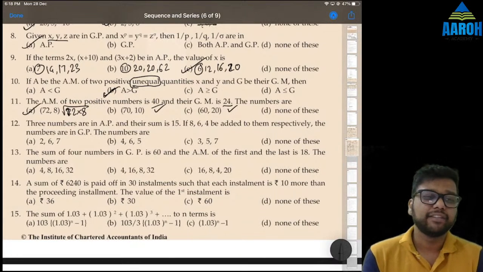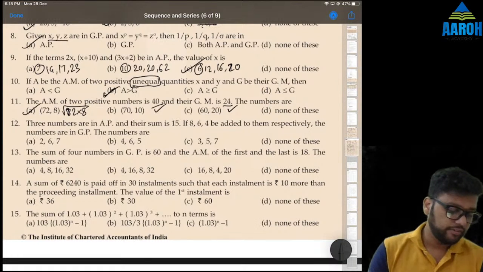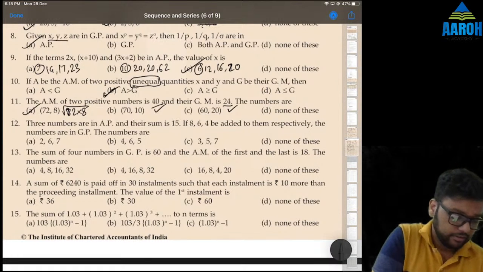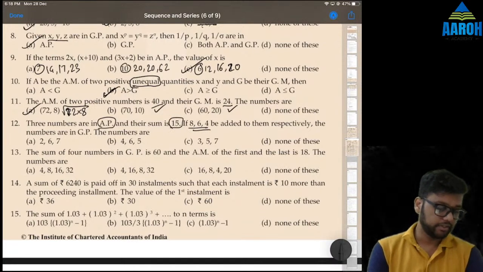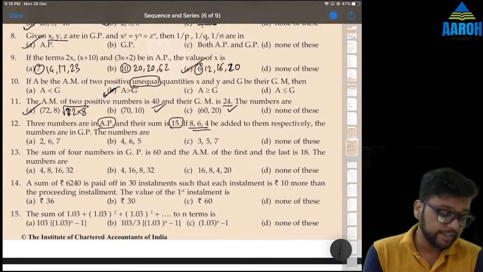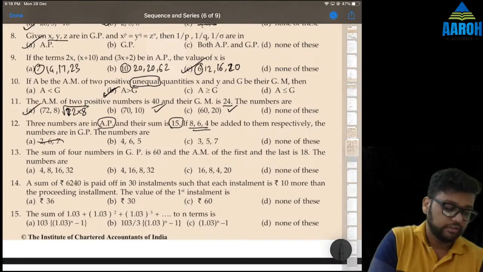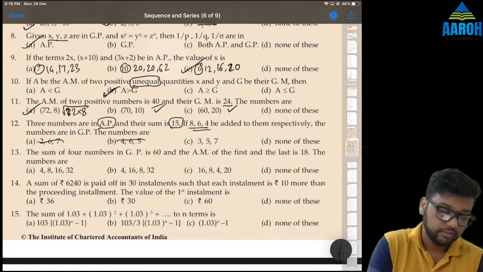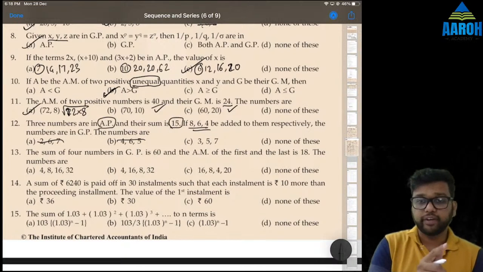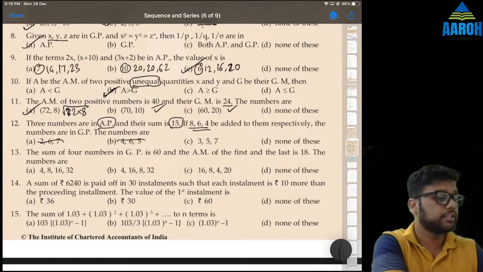12, 13 are again simple questions. Go by options. 12: 3 numbers are in AP. Their sum is 15. If 8, 6, 4 are added, then they become in GP. First of all, numbers are in AP, they are saying. That means this option is gone. This option is gone. Only option C remains. They are in AP: 3, 5, 7. Their sum is 15. Let's say 3 plus 5 plus 7, that is 15.